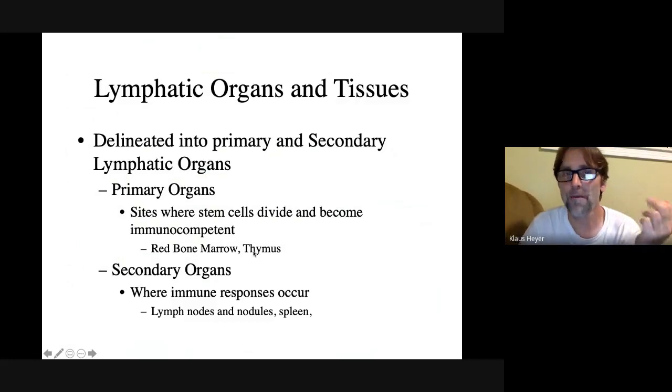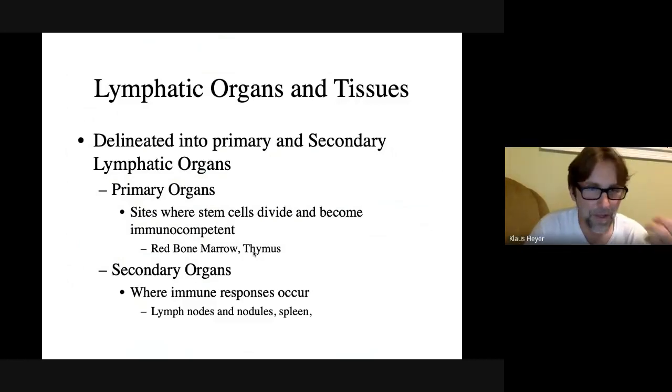Those are both primary organs. These are places where lymphocytes become immunocompetent, where they learn how to be part of this immune system.